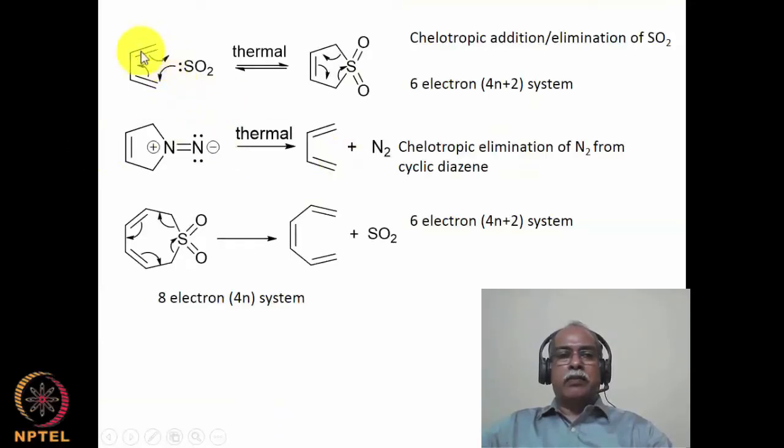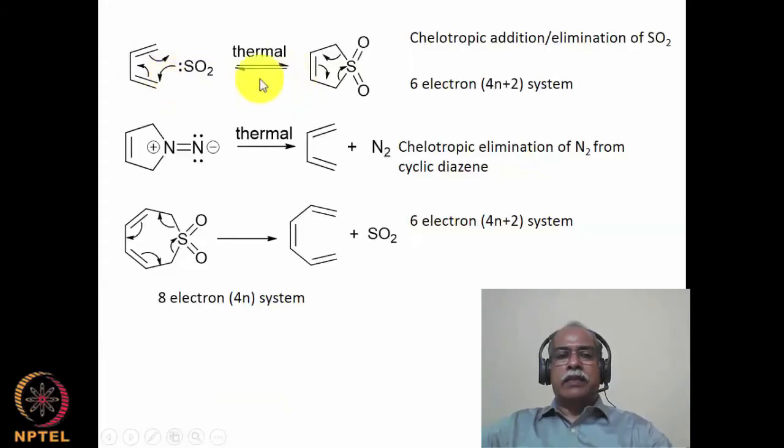Here is a reaction of butadiene reacting with sulfur dioxide, resulting in the formation of the sulfolene as the product, which is this particular product. The reverse reaction is the extrusion of sulfur dioxide to give sulfur dioxide and butadiene as the product. This is a reversible reaction.